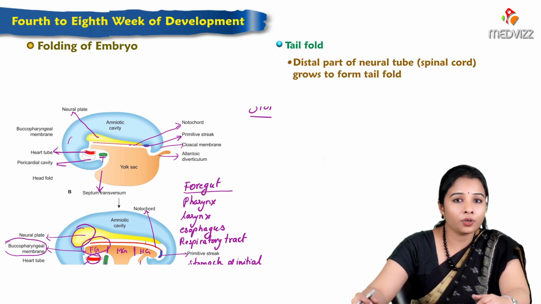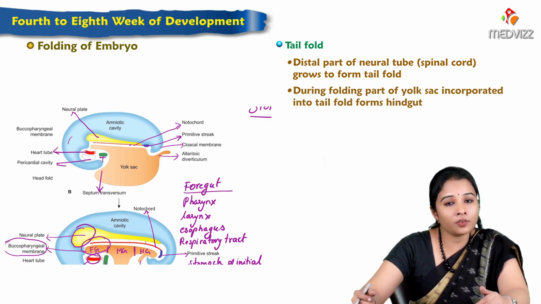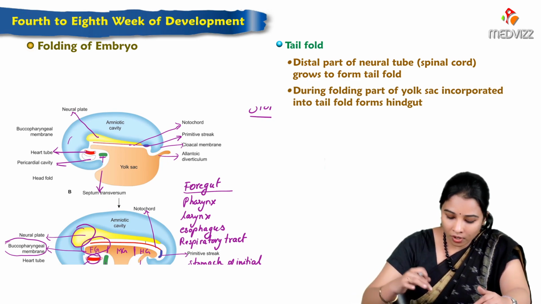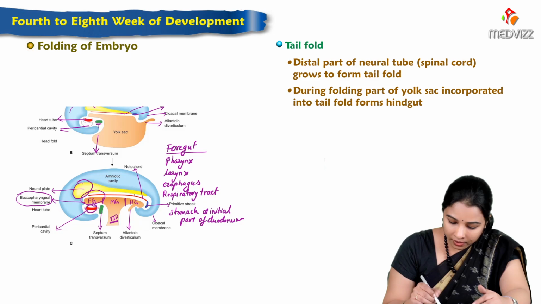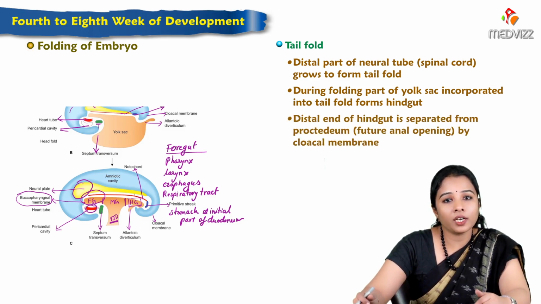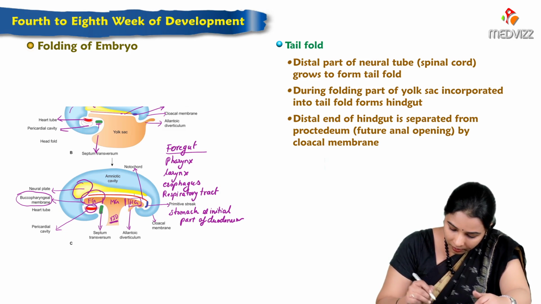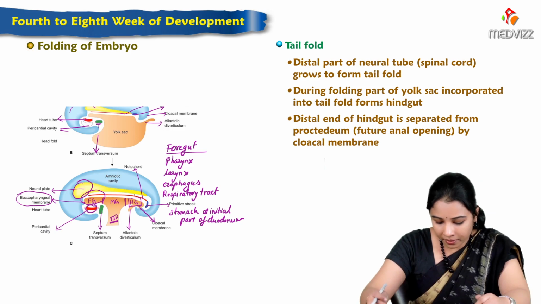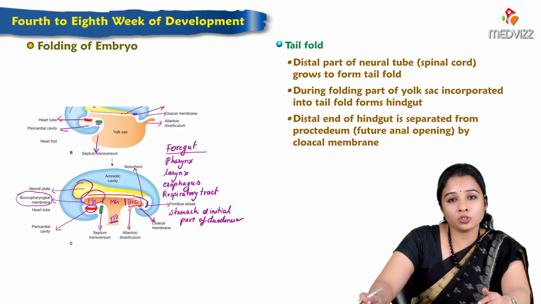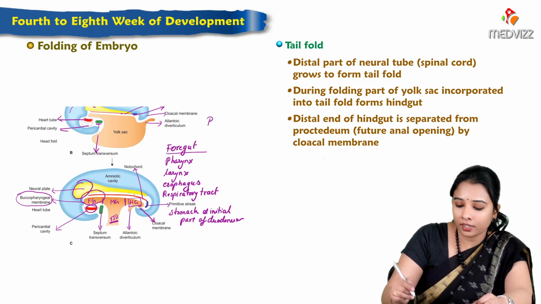So the distal part of the neural tube, that is the spinal cord, grows forming the tail fold. During the folding, part of the yolk sac is incorporated into the tail fold, forming the hindgut. So this part, HG, which I represent, forms the hindgut. And the distal part of the hindgut is separated from the proctodeum, that is the future anal opening, by a cloacal membrane. So this is the cloacal membrane, which is a bilaminar membrane. It is separated from the hindgut by means of the proctodeum. So stomatodeum, future mouth. Proctodeum, future anal canal.